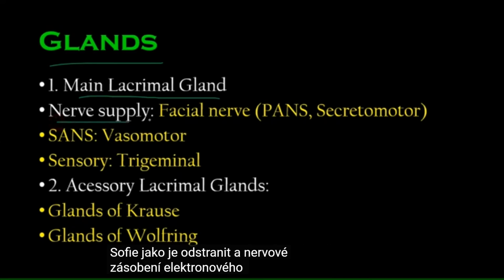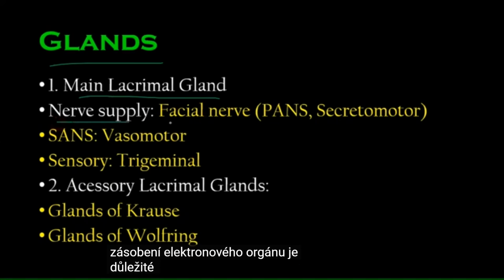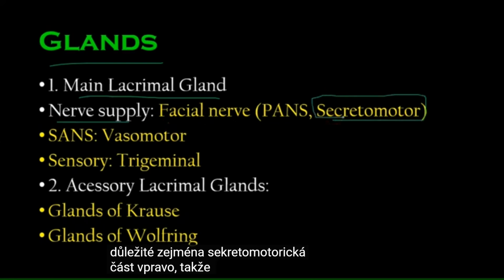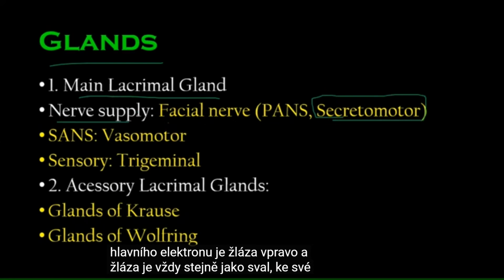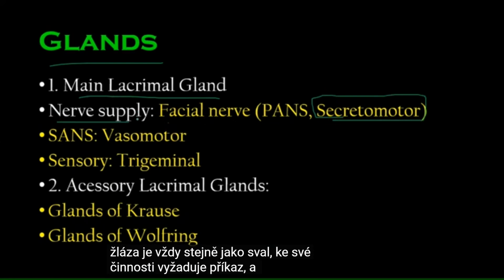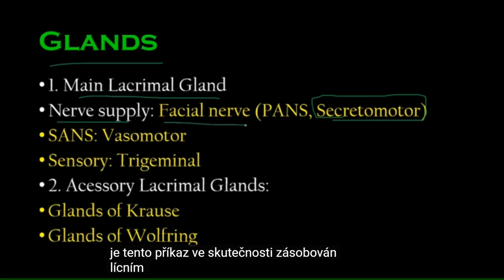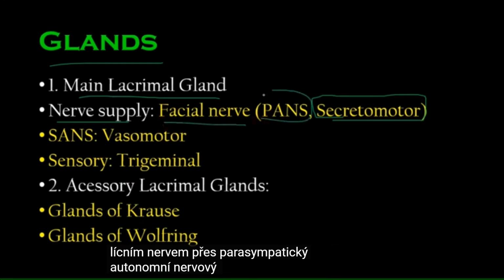And the nerve supply of the lacrimal gland is important, especially the secretomotor part. The main lacrimal gland is a gland, and a gland, just like a muscle, requires a command to work. This command is supplied by the facial nerve through the parasympathetic autonomic nervous system.